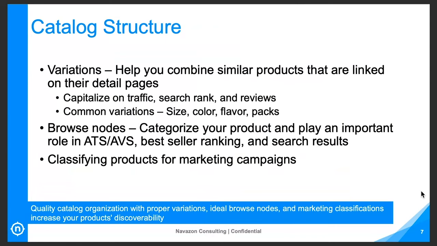Another thing for your catalog structure is browse nodes. So browse nodes are the specific part of Amazon's catalog where your products sit. So something like sports and outdoors, swimming equipment, swim training fins is an example of a browse node. And it's important that you have browse nodes set up correctly so that your titles in the automated title service and the automated variation service are set up correctly, and that your bestseller ranking is attributed to the correct browse node, and that you appear in search results.